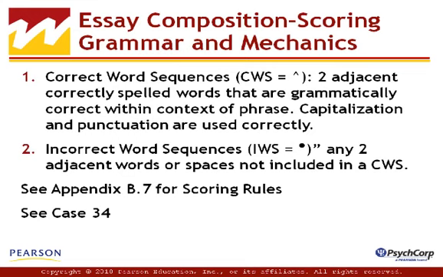You want to make sure that the individual is capitalizing correctly, using punctuation correctly. The incorrect word sequence would be any 2 adjacent words or spaces that are not identified as a correct word sequence. Again, you want to make sure that you look at the rules for scoring in Appendix B7.